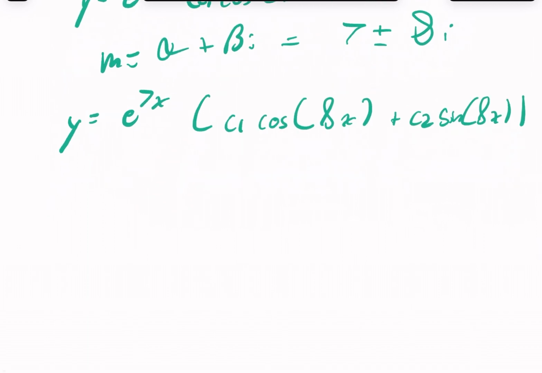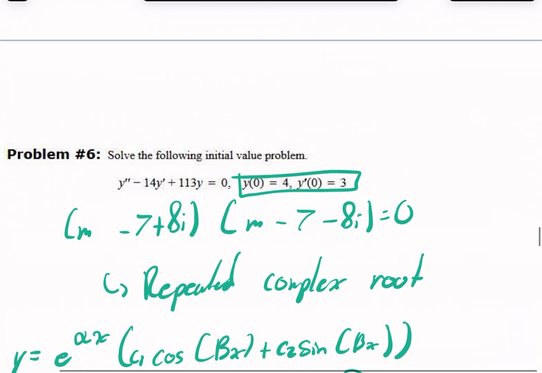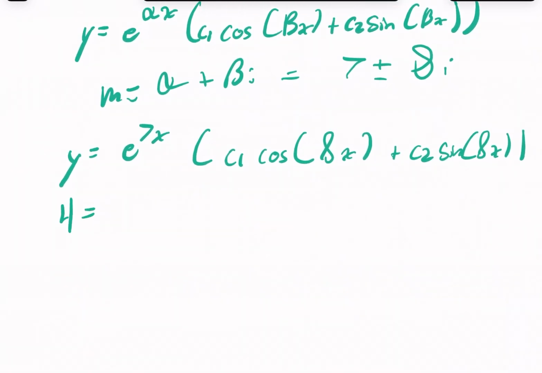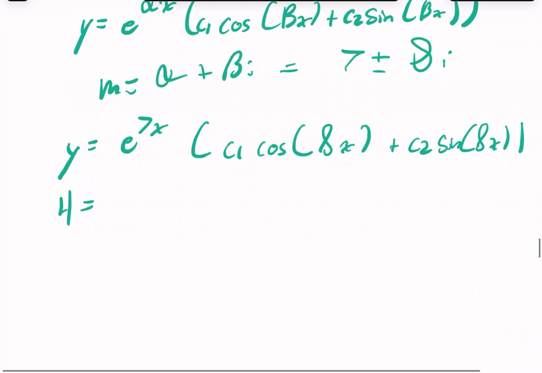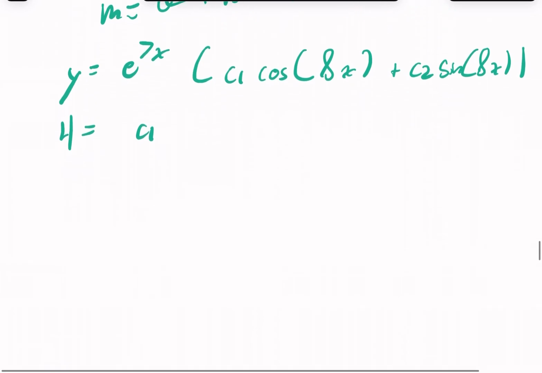Okay, and we're going to now use our initial values to solve. So I have 4 equals, the e to the 7 times 0 goes away, it's just 1. And the cos at 0 is 1, so I get C1, okay? And then I put the 0 in here, and I get 0, of course. So the C2 goes away. So instantly, I know that C1 equals 4.